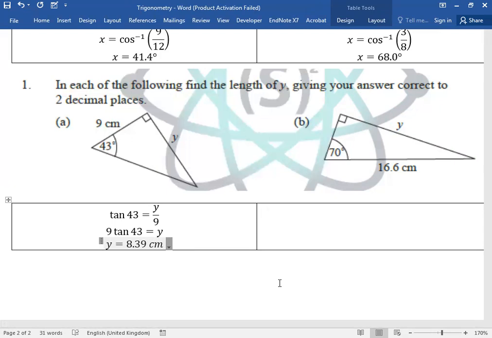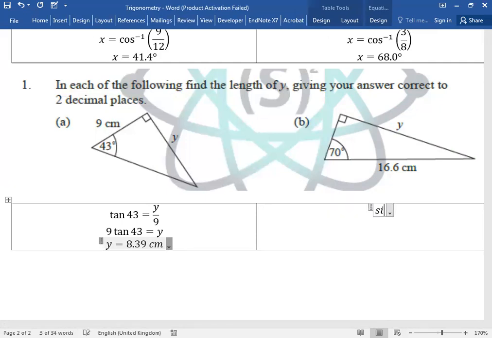Hypotenuse is there, so no chance of tan, right? I only need to understand sine or cos. Look at the angle. Which side are you concerned with regarding the angle? One of them is the hypotenuse. The other one is opposite. All you need to know is, opposite comes in which ratio? Sine, simple. Sine 70, opposite is y over hypotenuse is 16.6. So 16.6 is being divided over here. I'll bring it here and I'll write it like this. So now what is the value of y? Is this clear, children?